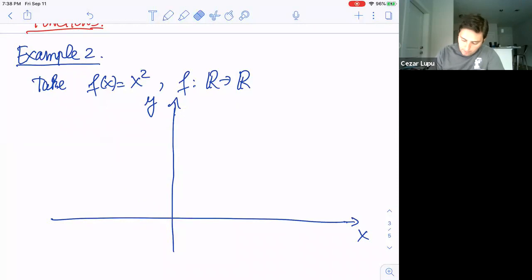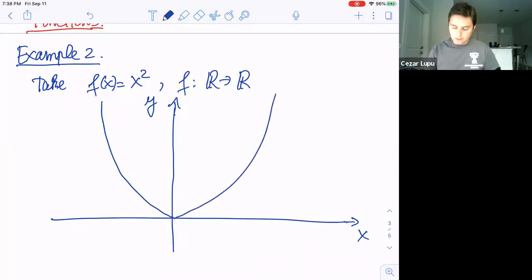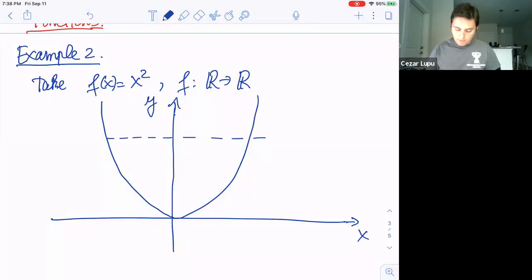Oh, that's very unfortunate. I'm not very good at drawing things. Okay, this is not quite symmetric. All right, so this is more or less a parabola, and we have here, let's say, 2 points, x1 and x2, and here we have y1.